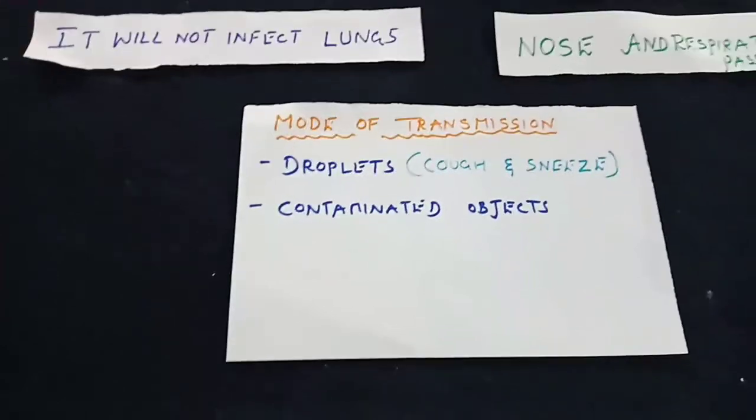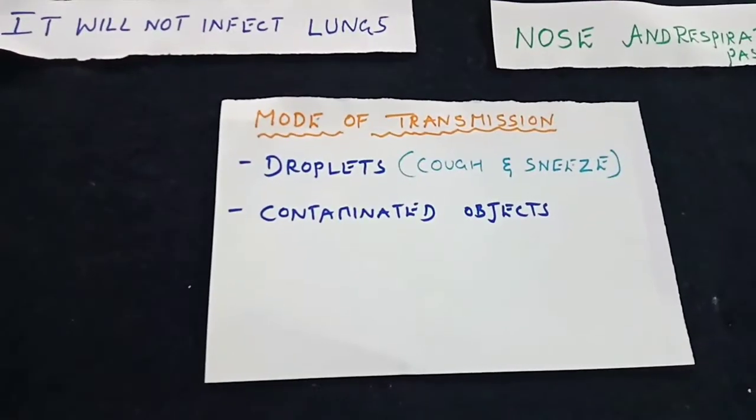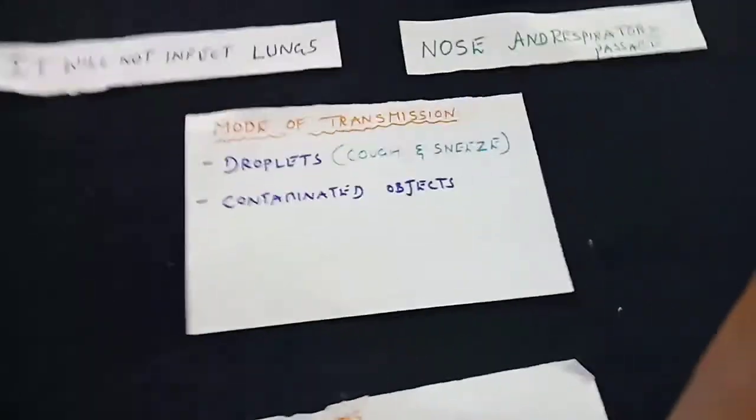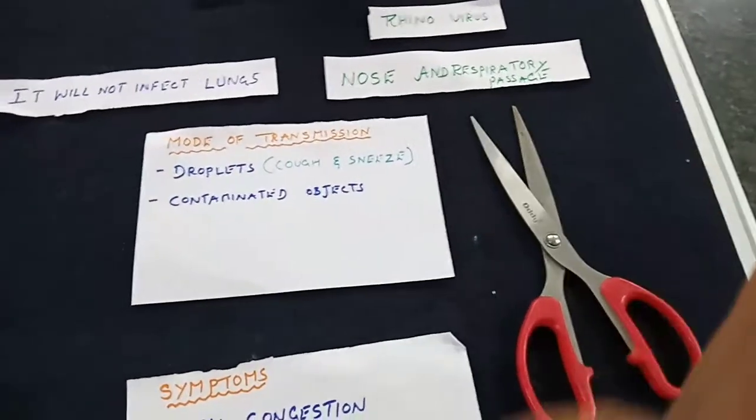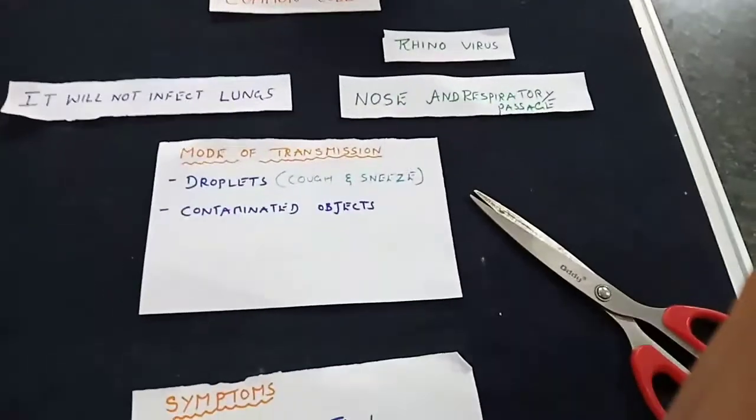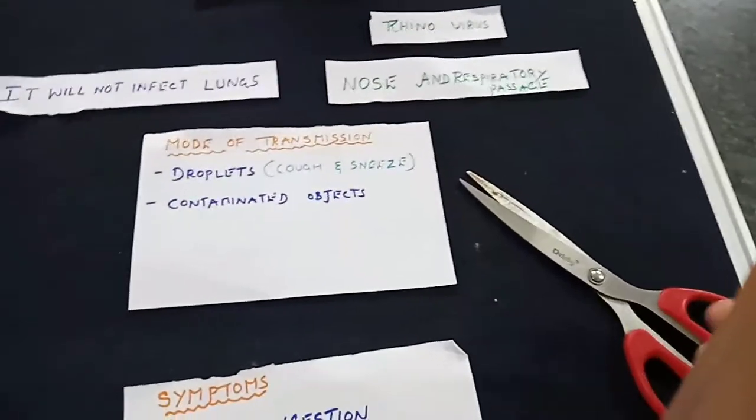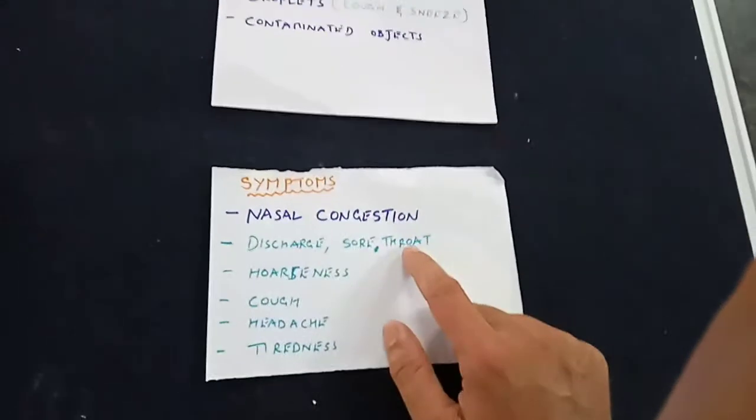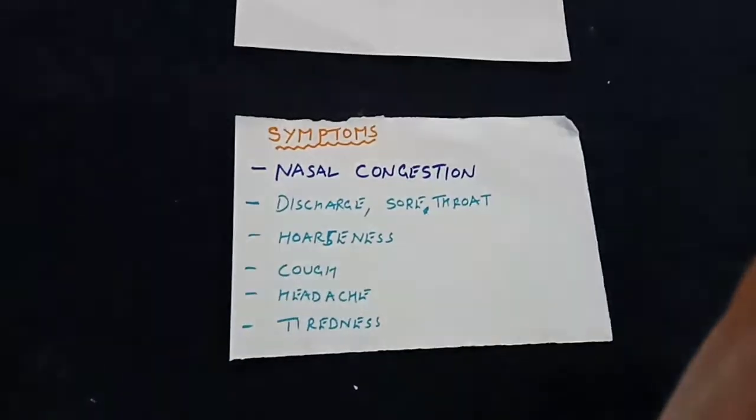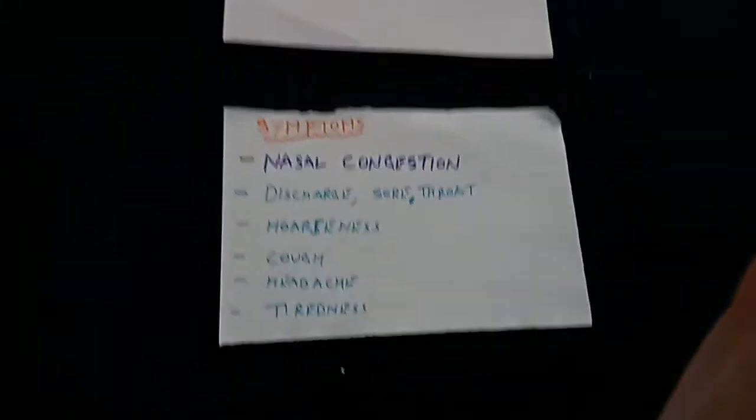Mode of transmission, you know about it: droplets, contaminated objects. Okay, if Sakshat is suffering from common cold and he used this scissor, and if I touch it and then I touch my eyes or maybe nose or my mouth, obviously I am going to get the common cold. Done. The symptoms, I think no need to read this, it's very easy. Okay, you know about the symptoms of it.